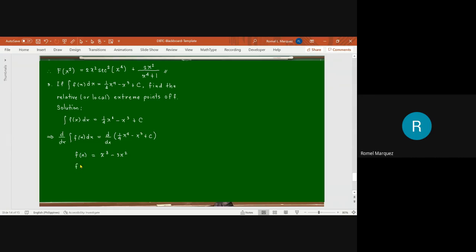Now, for critical numbers, we have to equate what? F prime to 0. For critical numbers, we are going to equate f prime to 0. So f prime of x is equal to 0. So it means 3x squared minus 6x is equal to 0.